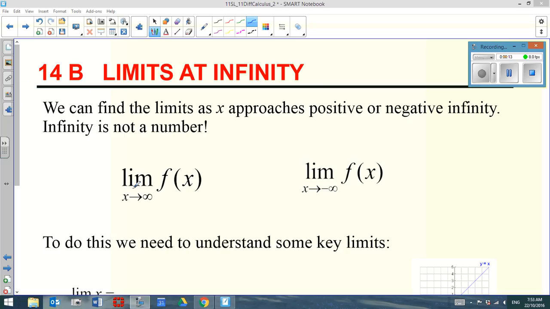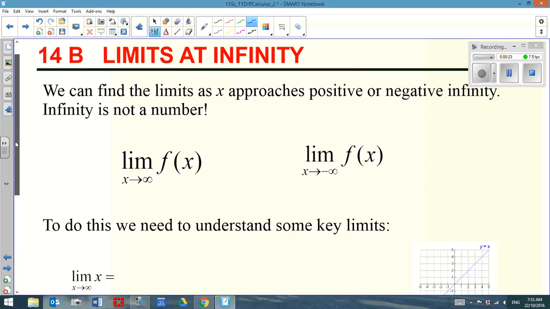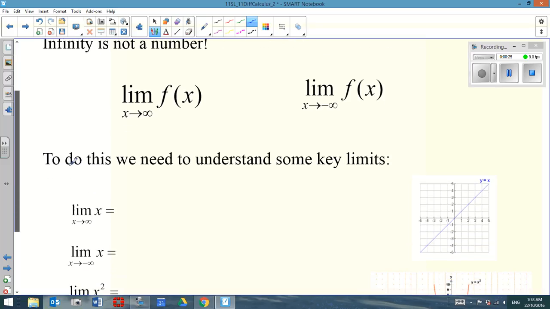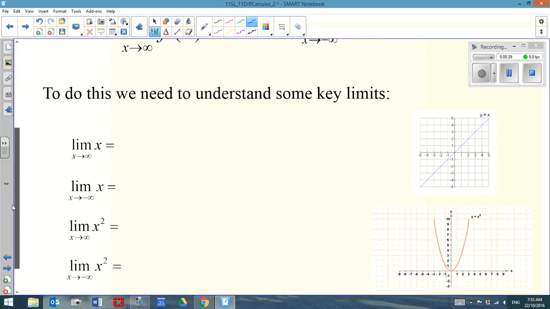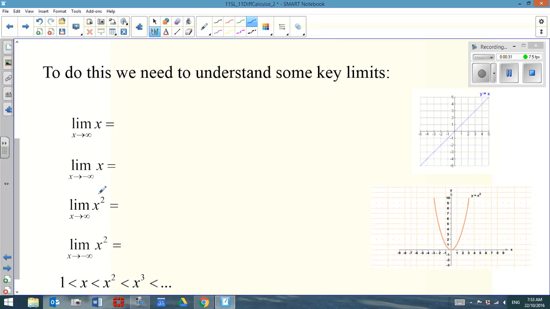Remember that infinity is not a number. We are going closer and closer to infinity, but we can't define it as an actual one location. But we are going to get closer and closer and closer. So whatever function we decide to choose, we're going to start just by looking at x and x squared because they are very familiar to us.